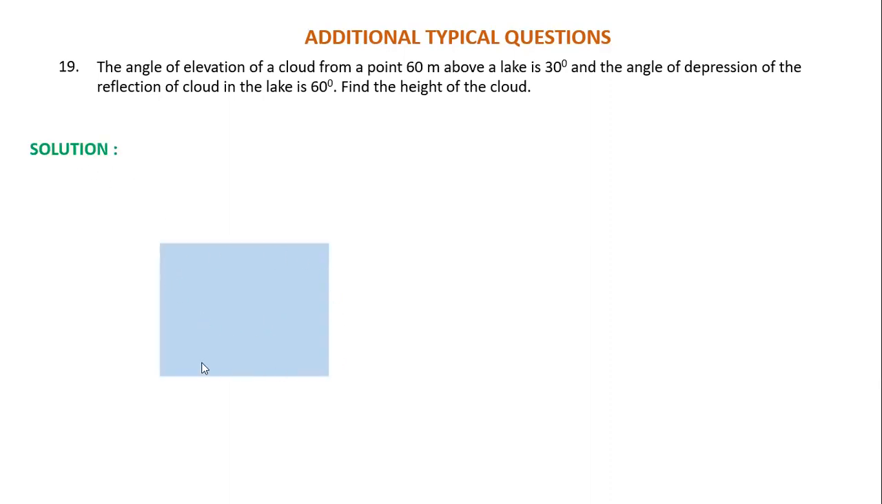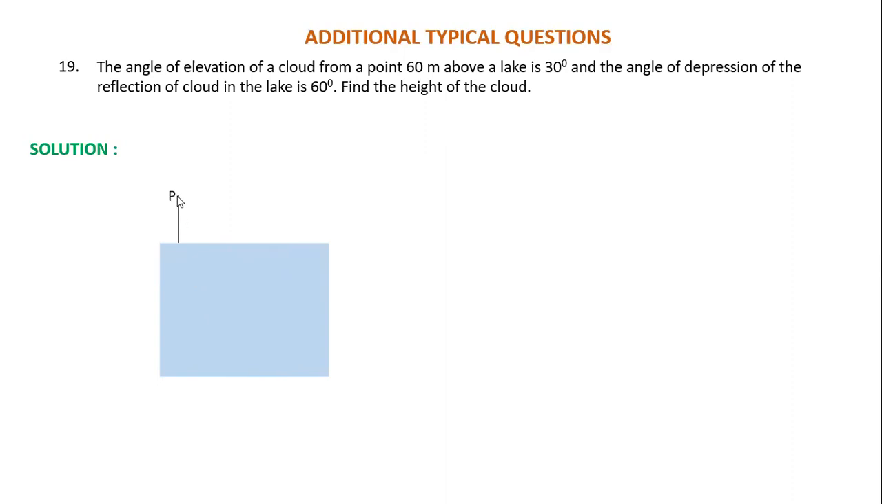This is the water level. This is the top, lake water level. This whole is water. On the top of the water level, the point is 60 meters above the lake. This is the lake level, 60 meters above the lake.